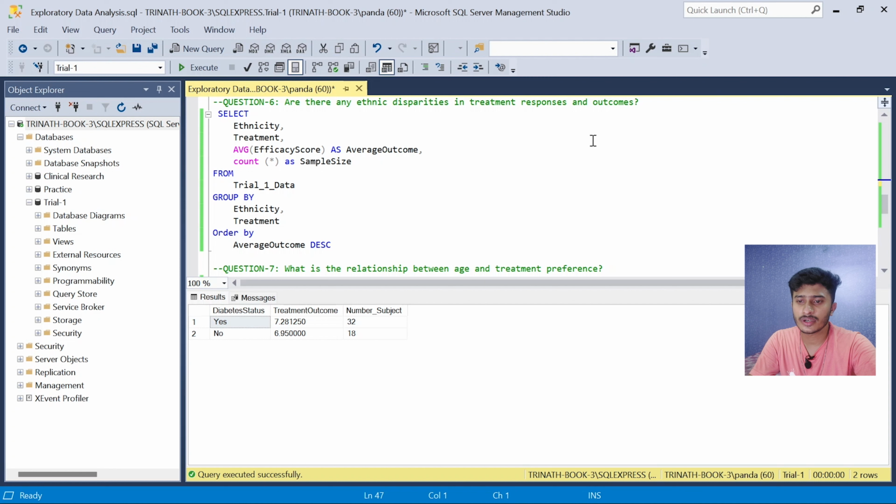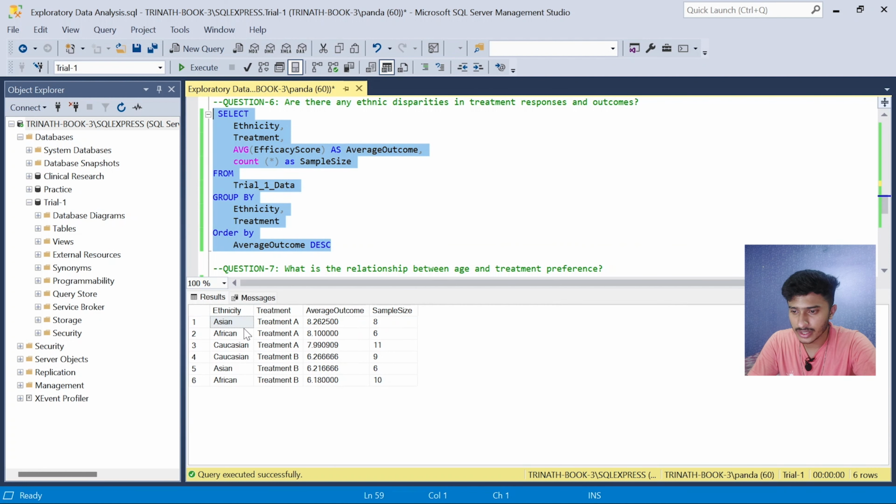So here we're going to select treatment responses, meaning what treatment they have taken, and the treatment outcome, meaning the efficacy score. Also, ethnic disparities means ethnicity. So we have selected ethnicity and the treatment they were given, and we have calculated the average efficacy score for each treatment in each ethnicity. As usual everything is normal, so we have grouped them according to ethnicity and treatment and ordered them by the average outcome.